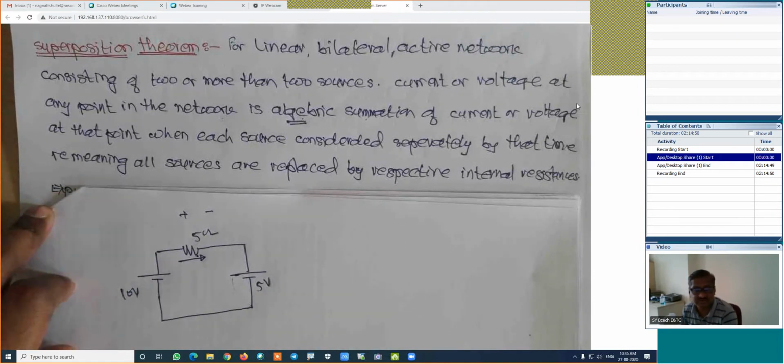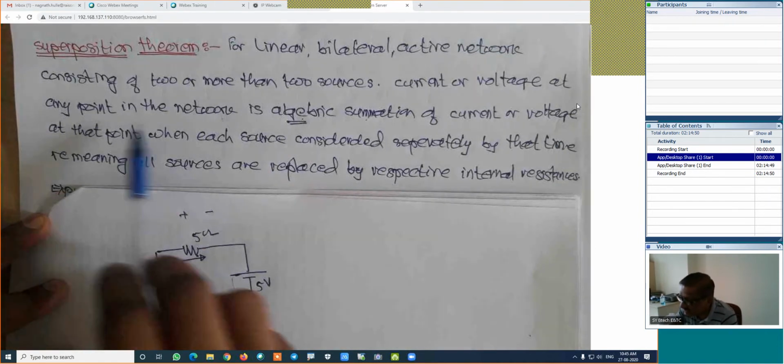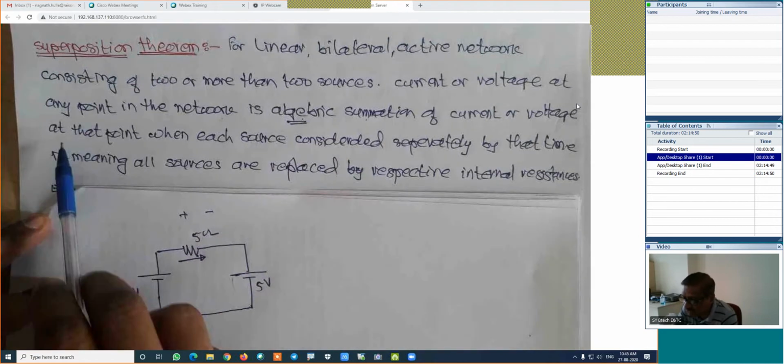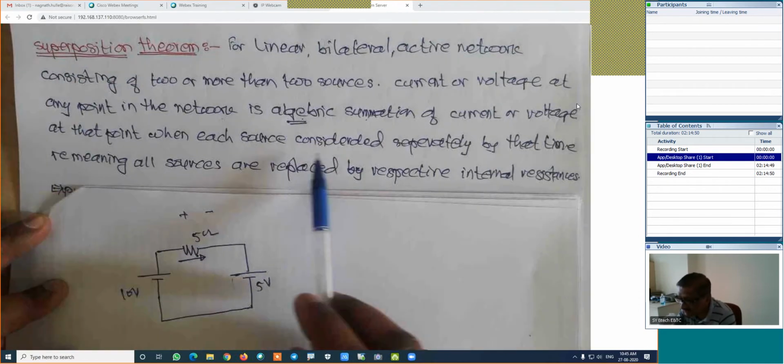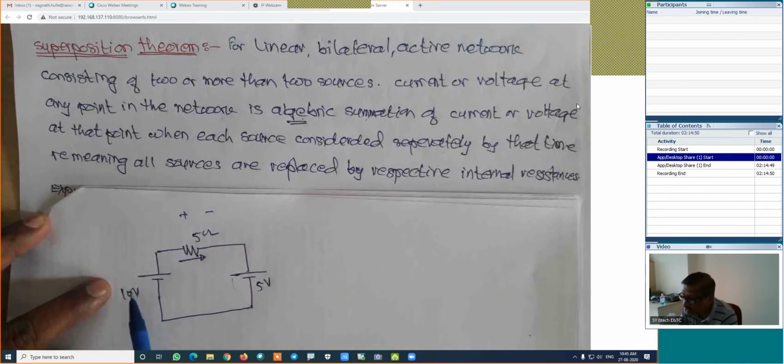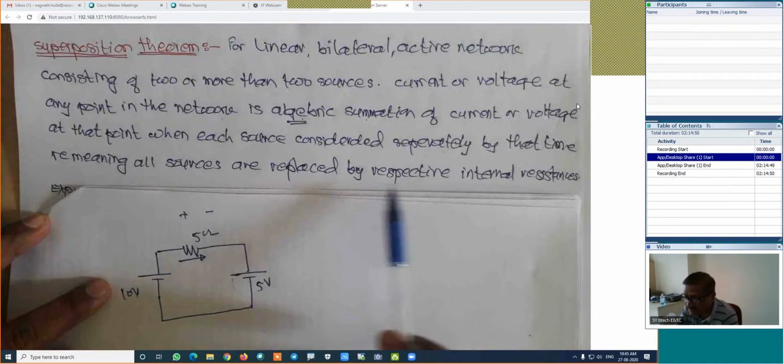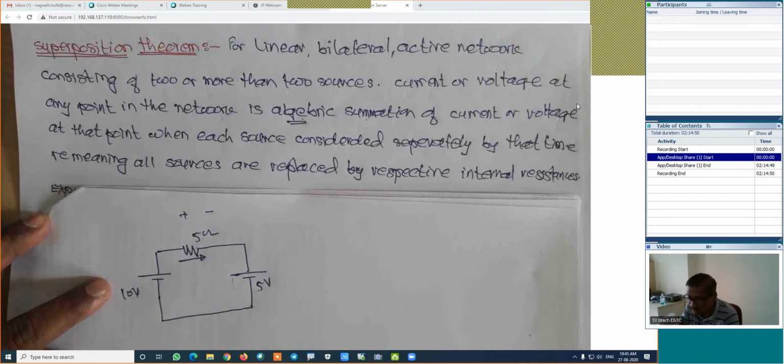If the direction is the same, summation means addition. If the direction is different, algebraic summation may mean subtraction. The current or voltage at any point in the network is the algebraic summation of the current or voltage at that point when each source is considered separately. We have to consider each source separately, and by that time the remaining sources are replaced by their respective internal resistance. This source could be replaced by its internal resistance, and this source may be replaced by its internal resistance.